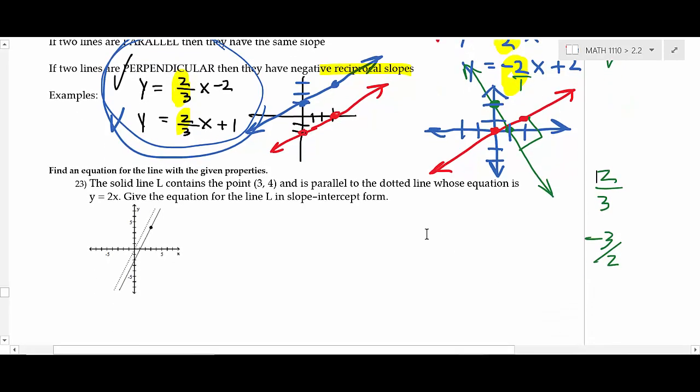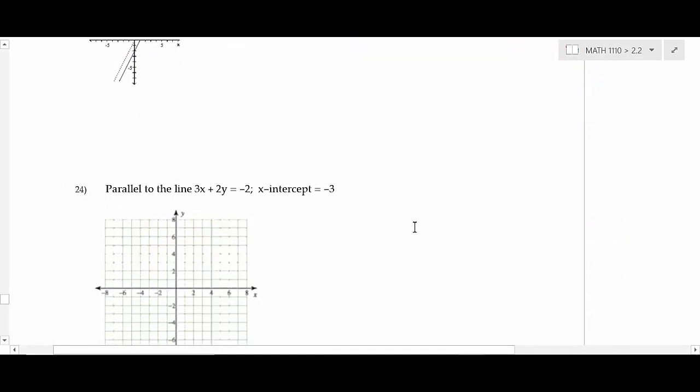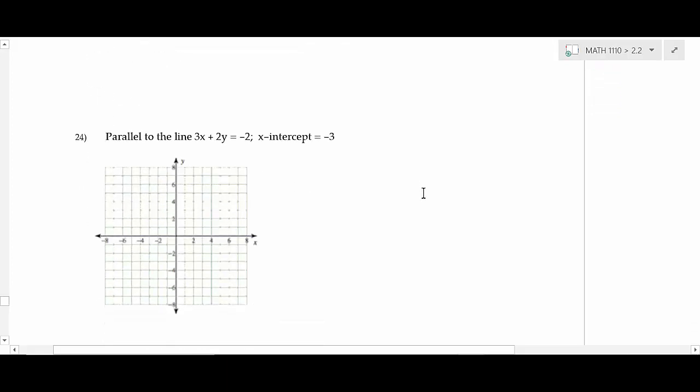Okay, so what we're mainly going to do with this idea is run down to number 24. I'm not going to do much with 23 here. So I want to do this one to start with. First, let's write down the equation and graph it, before we find an equation that's parallel to that line and goes through that x-intercept.